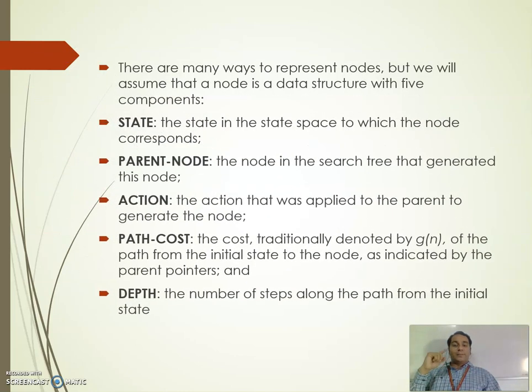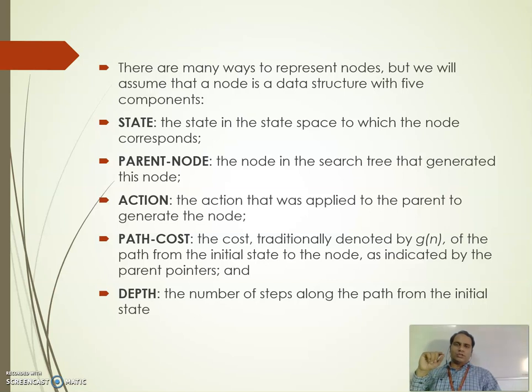Next thing is parent node. If you have come to a state, from where you have come to this particular state, who is the parent of this state? The node in the search tree that generated this node is called parent node. Then action. The action that was applied to the parent node to generate this particular child node or the new state. So doing what you have come here from S1 to S2, you have come on A1.